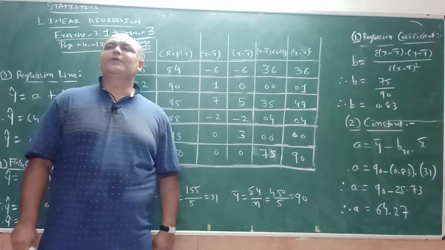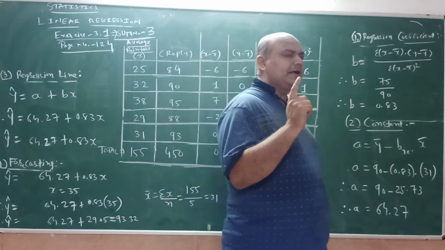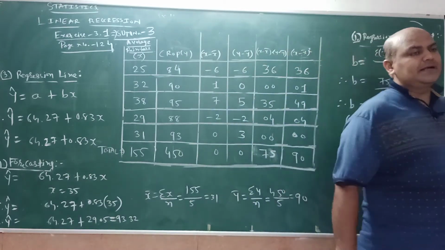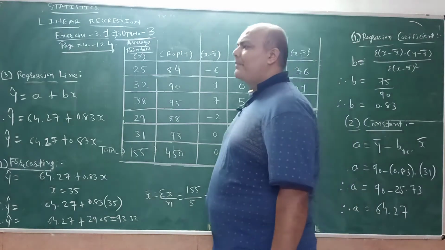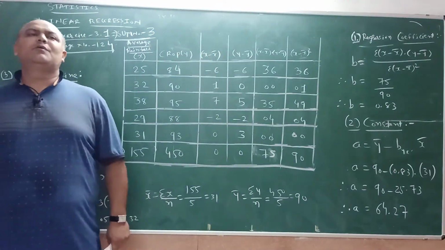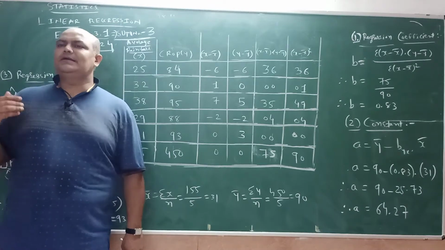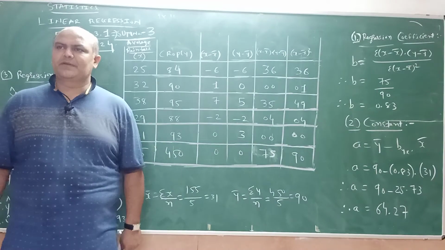31 and 90. So immediately it clicks in our mind that we have to apply Karl Pearson's product moment formula, that is the formula of x minus x bar, y minus y bar, to find the regression line in such type of question.